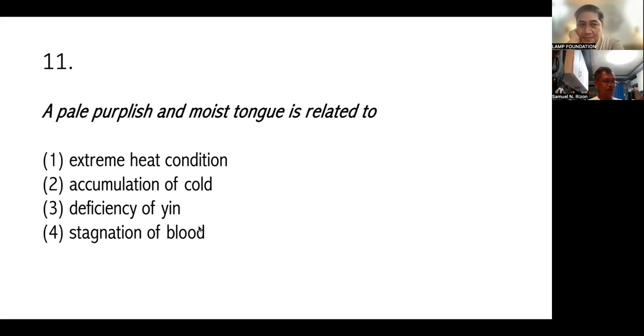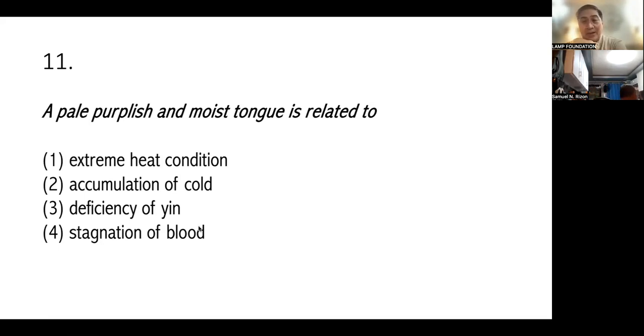Naka-float lang po siya. Are you sure naka-float? Naku, it's a mortal sin, ma'am. Accumulations of cold. Huwag kang mag-tense sa akin. Diyos, nakakatakot pa yung mukha ko. Hindi po, teka, Doc. Diyan naman sa accumulations of cold, ma'am, exterior pa lang po siya. So, nasa exterior pa lang po yung cold, nasa ibabaw pa lang po, Doc.